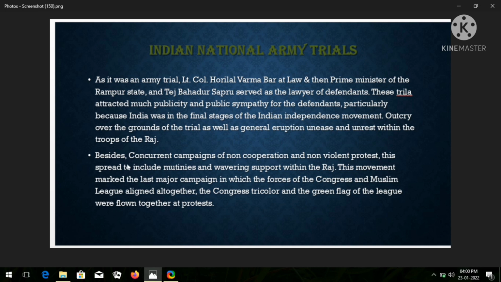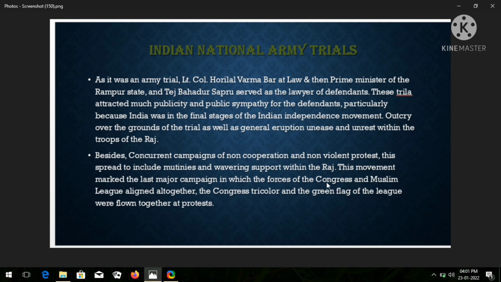And what happened then? Besides the concurrent campaigns of non-cooperation and non-violence, we know what happened, friends, at that point of time. The most famous campaign, non-cooperation and non-violent protest, was going on at that point of time. But this incident, this event, actually shaped it and spread it on a large scale. This movement marked the last major campaign in which the forces of the Congress, and the most important development occurred in history at that point of time, friends.